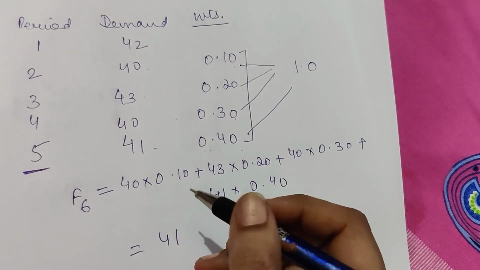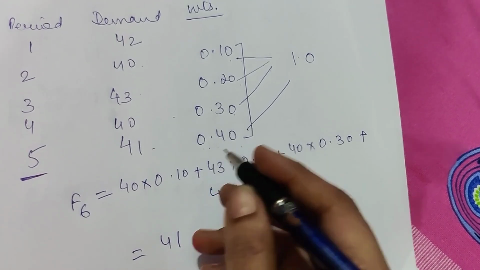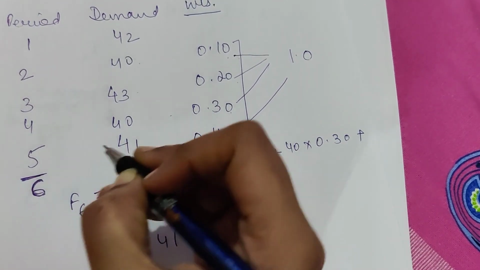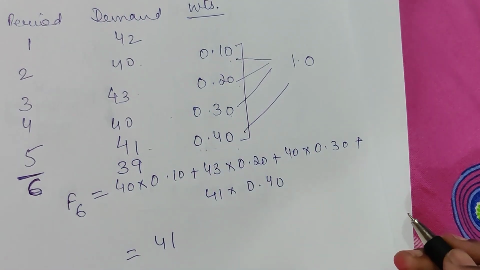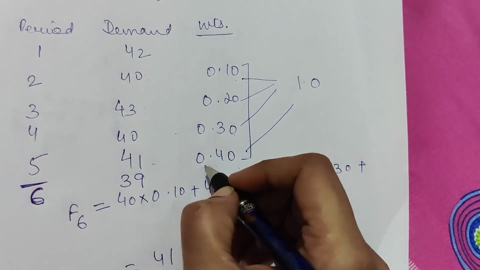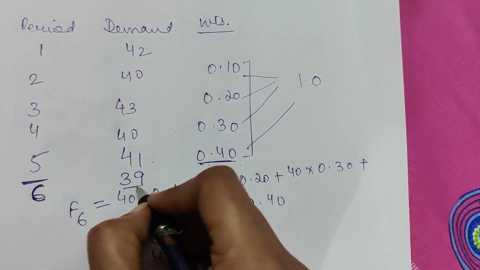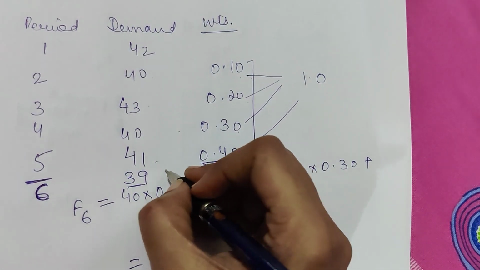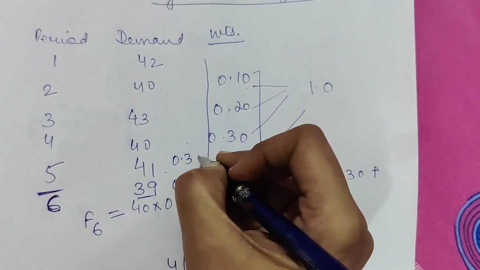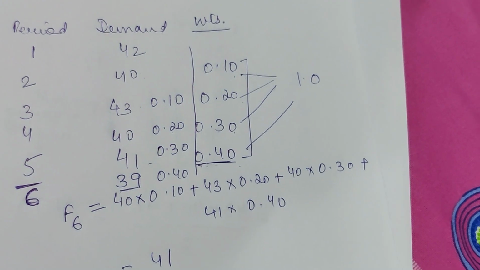Now let's suppose you are given the forecast value of the 6th period. Now I am adding a 6th period here, and the demand of the 6th period is 39. Now the weights are going to change, because this 0.40 is the weight of the most recent period, and now the most recent period is 39. Fine. So the weight will be 0.40 for the 6th period and 0.30 for the next most recent, 0.20 for the next and 0.10 for the next.